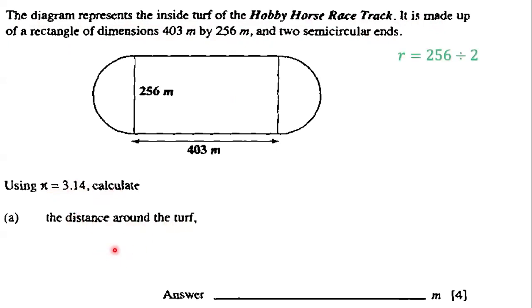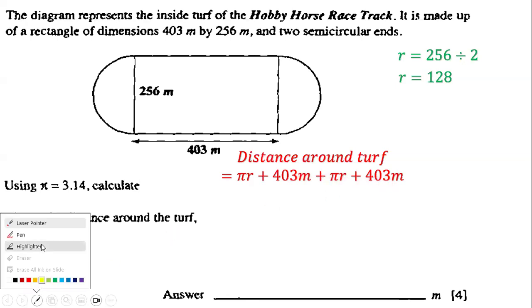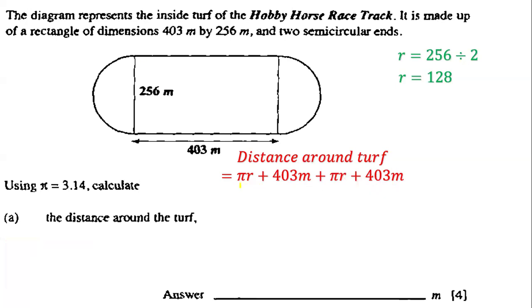And so the distance around the turf is given by the following. We have pi r plus 403 meters plus pi r plus 403 meters. And why is that? Let's start off with pi r. This pi r represents the distance of this semicircular end right there. The formula for this curved portion is pi r.